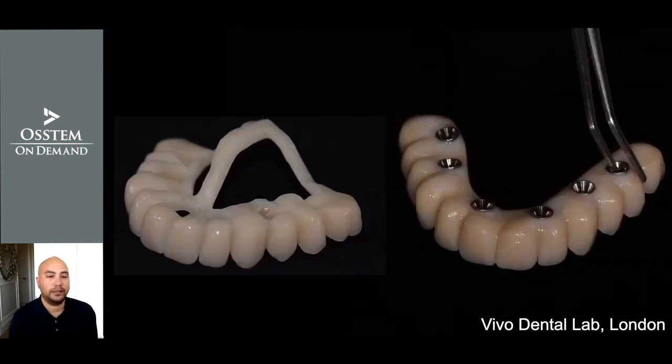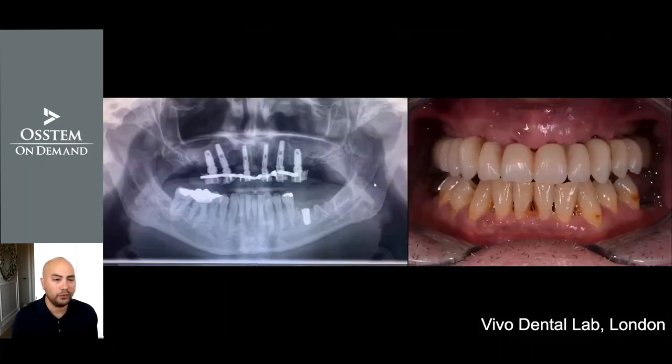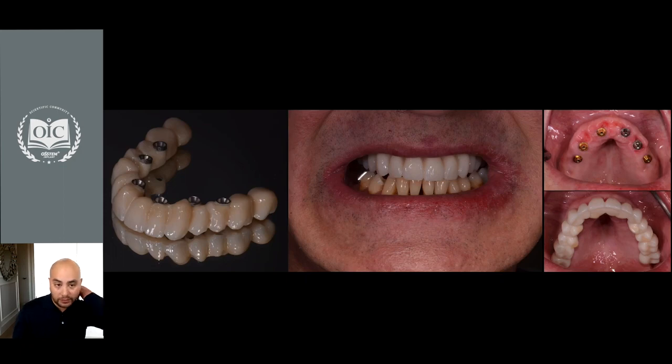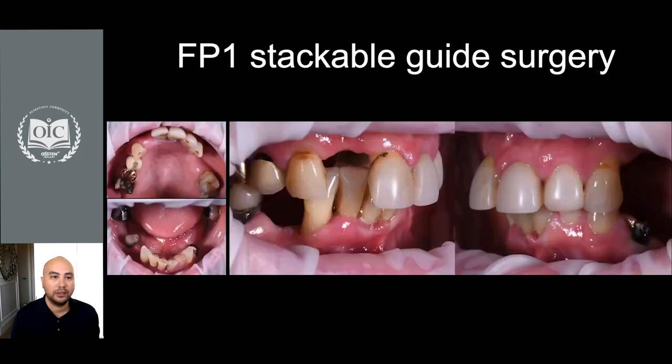And this is the interim prosthesis converted on the same day, which then was fitted with a metal reinforcement. And this is a picture after 2 months of function. And then the interim prosthesis is replaced by a zirconia full arch definitive prosthesis approximately 3 months after.